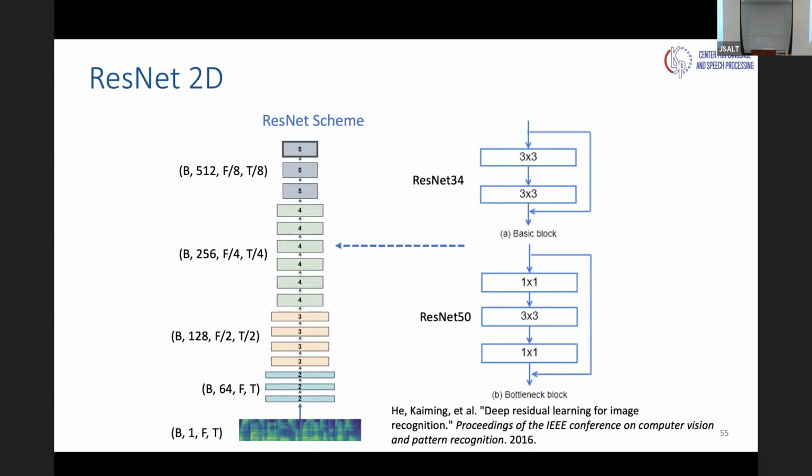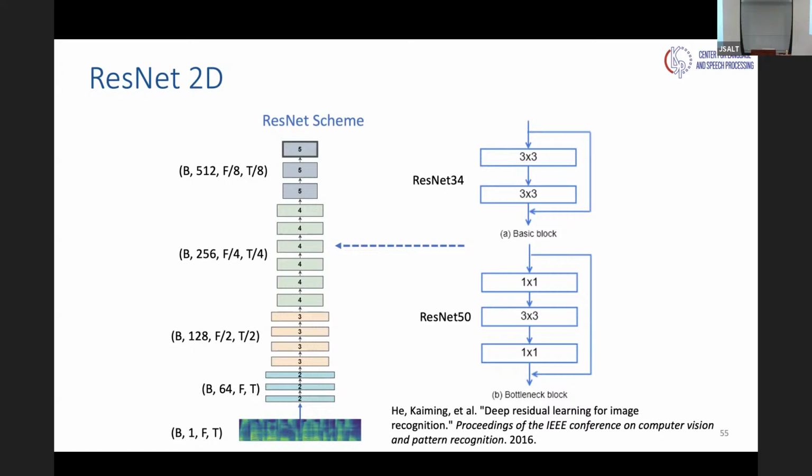You will have an input where you have the spectrogram, and when you train it with batches, the dimension of this will be batch times one channel, and you have height and width. But in speech, height will be the frequency dimension of the spectrogram, and time will be the width of the spectrogram.